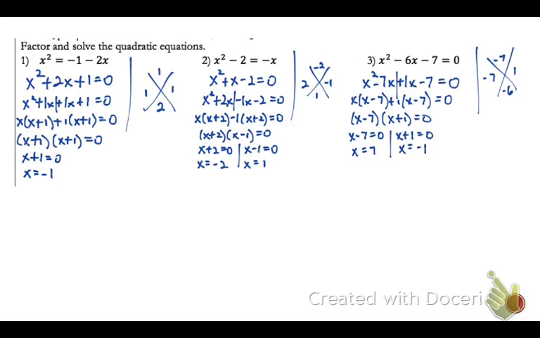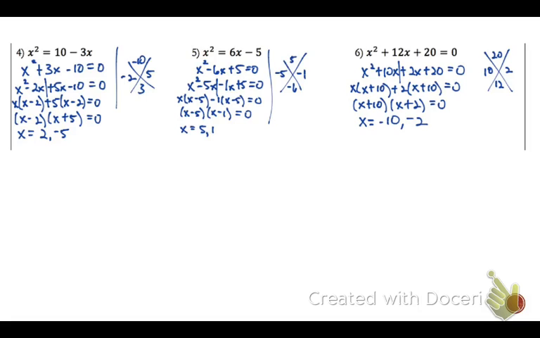Here are the solutions to numbers 1, 2, and 3. So when it was all factored and said and done, x equals negative 1, x equals negative 2 and positive 1, x equals positive 7 and negative 1. So pause the video and then look at my work, check your work, and make sure that you did it correctly, or if you didn't, that you can see where you went wrong.